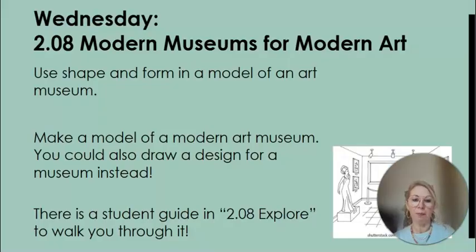So for Wednesday, you're going to use shape and form in a model of an art museum. You can make a model of a modern art museum. You could also draw a design for a museum instead. There's a student guide in 2.08 Explore to walk you through it.